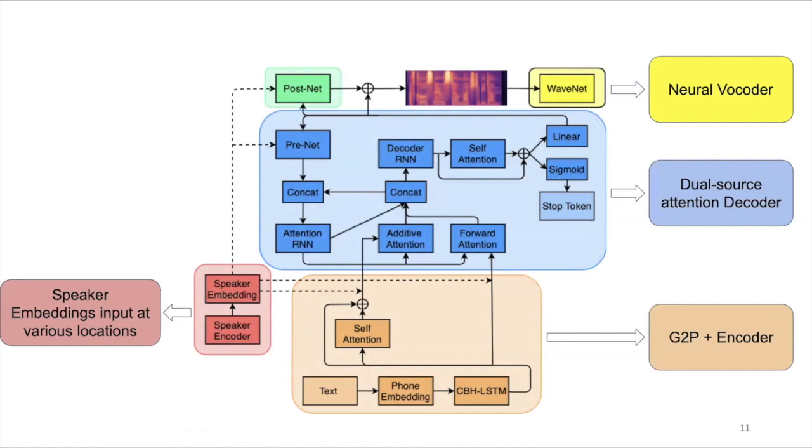And so what's new in our architecture here is the speaker embeddings. We try inputting speaker embeddings at 3 different locations. The first one is to concatenate with the outputs of the encoder and input it to the attention. The second one is to input to the prenet, and the third one is to input to the postnet.